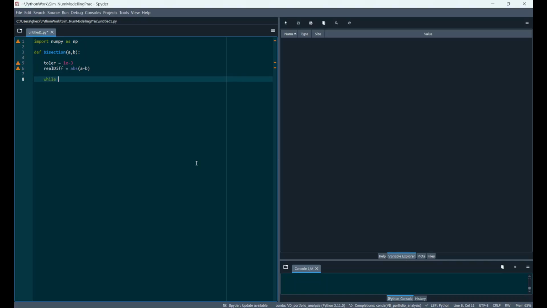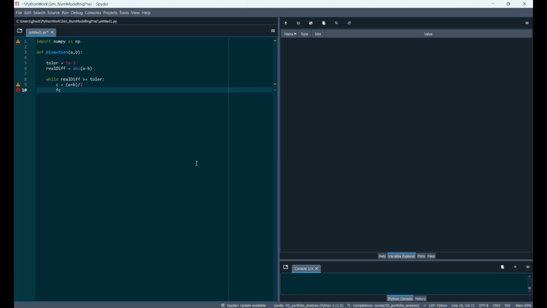So we're going to say while the real difference is greater than or equal to the tolerance, we're then going to execute this series of processes that we basically just kind of talked about in the prior part of this video. So we're going to say, take our C value, C is equal to the halfway point between A and B, or it's the average of the two, same thing.